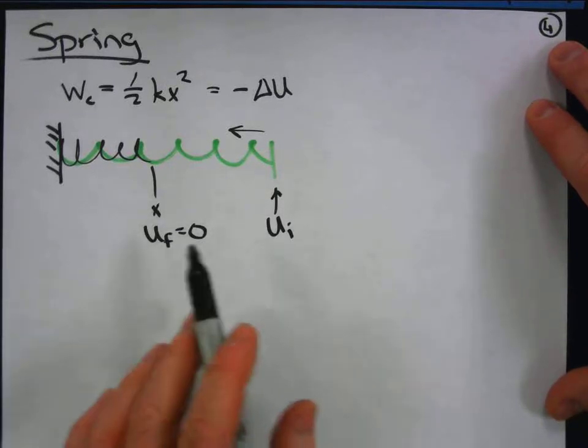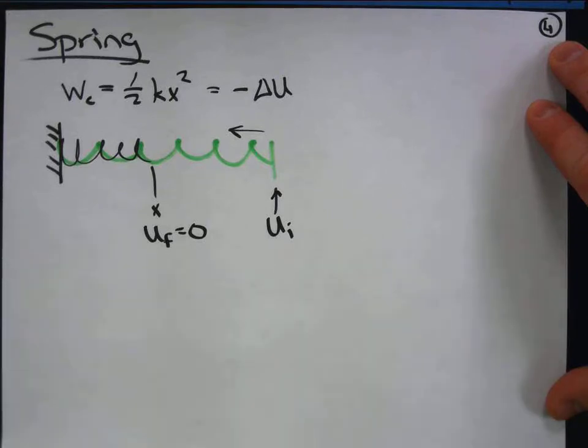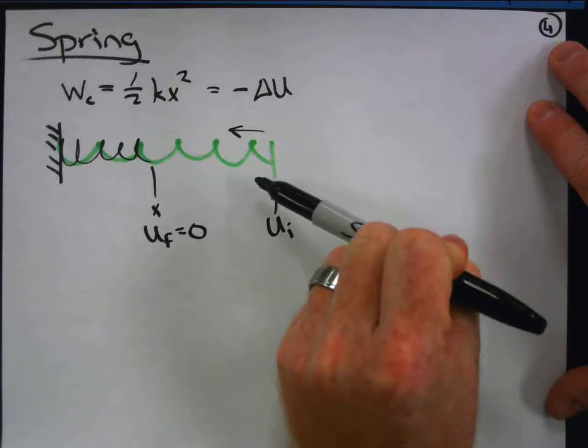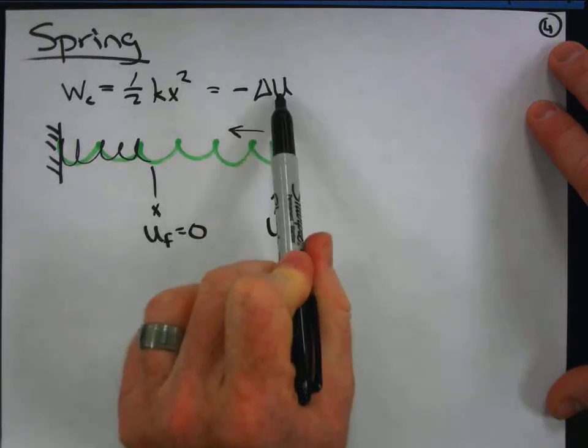And so if we have final minus initial, then the work done by the spring is a certain value, and it's going to be equal to the opposite of that change in potential energy.